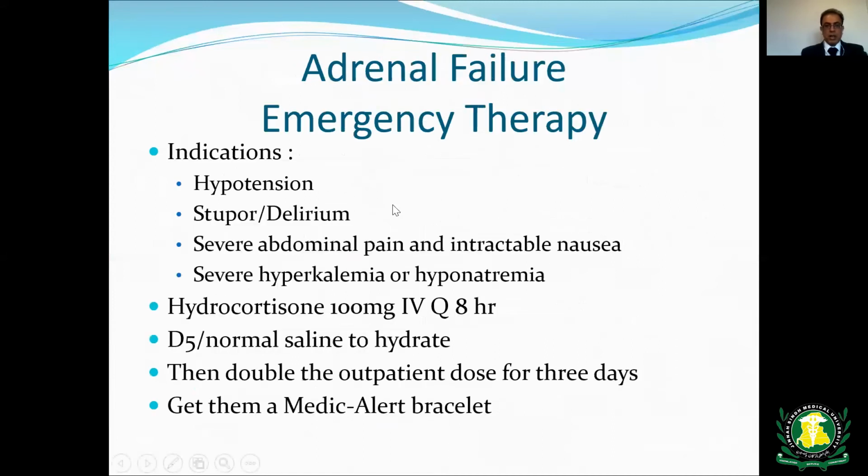The severest form of adrenal failure is called adrenal crisis, which is again a medical emergency. Patients present with hypotension, stupor, delirium, severe abdominal pain, nausea, hyperkalemia or hypernatremia. We start with hydrocortisone, IM or IV, straight away. Start with dextrose or normal saline to hydrate. And if they're already on hydrocortisone, just double the dose of steroid for 5 days and ask them to wear a bracelet, which will help the paramedics or any people around them know that this patient has Addison disease and needs steroid straight away. They can't wait.